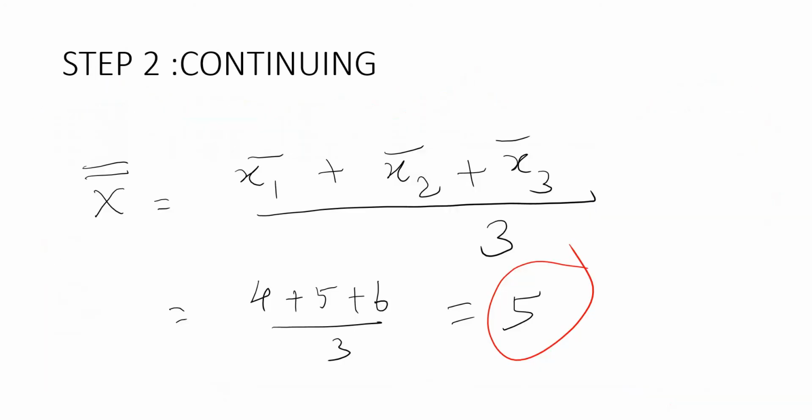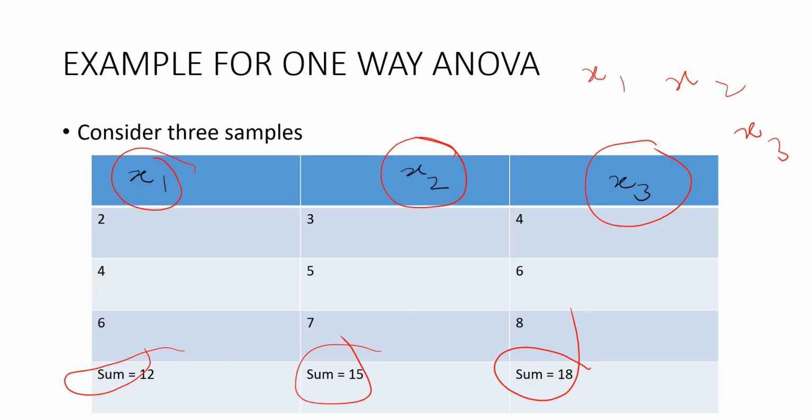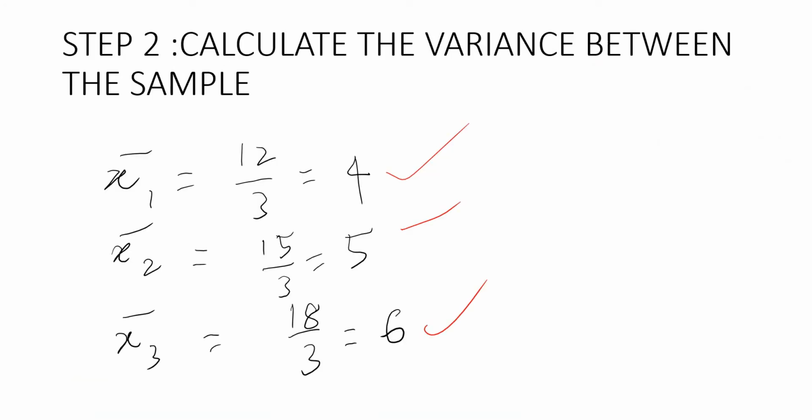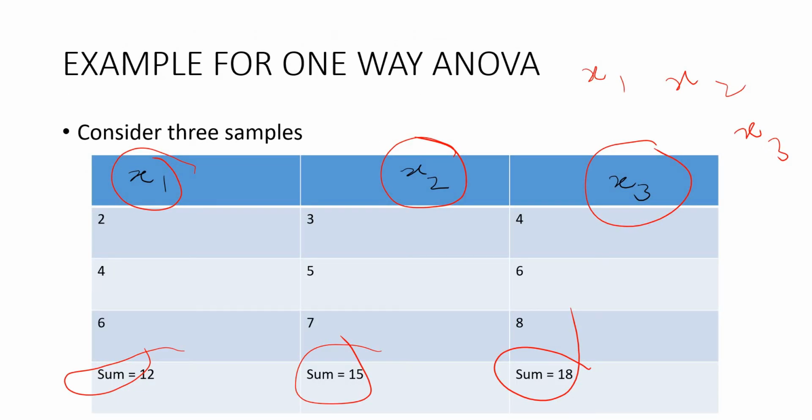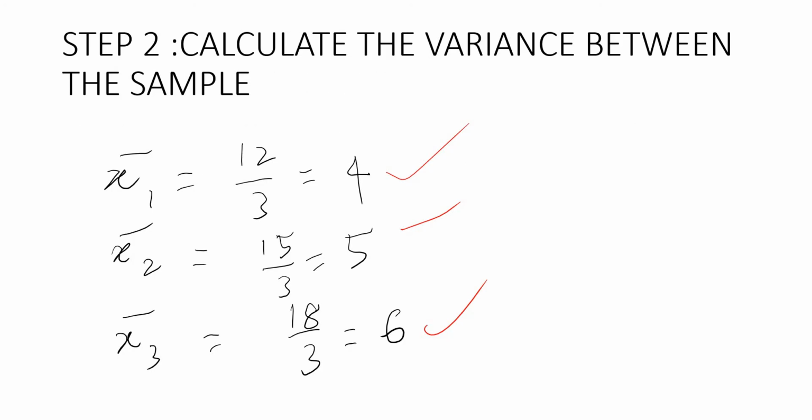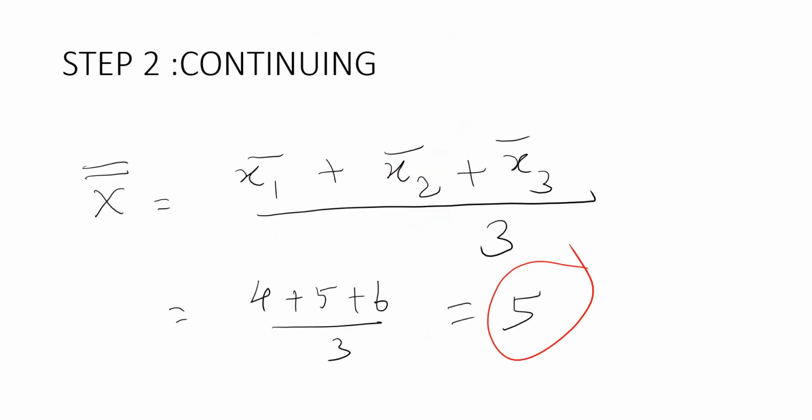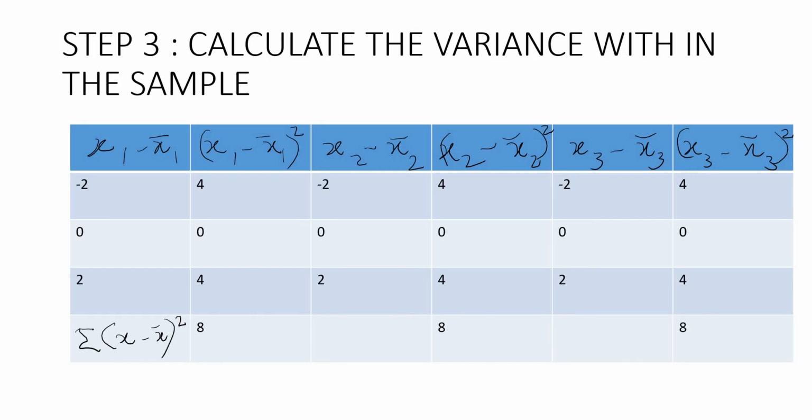See, you have to see here. What is x1 in our table? This is x1. The first one is 2. What is x1 bar? x1 bar, you know, here it is 4. So x1 minus x1 bar means 2 minus 4. You are getting it? That's why I have written here. It is 2 minus 4. It is minus 2. You are getting my point? That is x1 minus x1 bar.